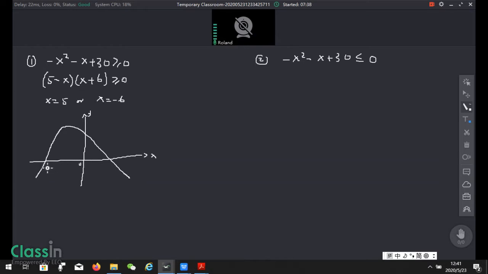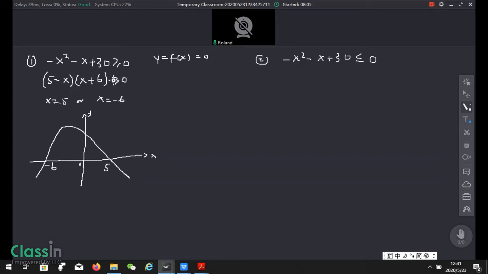We expect this to be -6 because x is -6 and x is 5. Because here the curve is y equals f of x and f of x is 0, right? So we're talking about the x-axis. The y is 0. So x is -6 and x is 5. Of course, this 5 and -6 are on the x-axis.